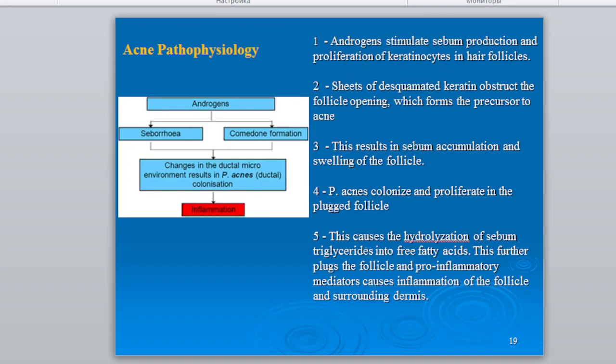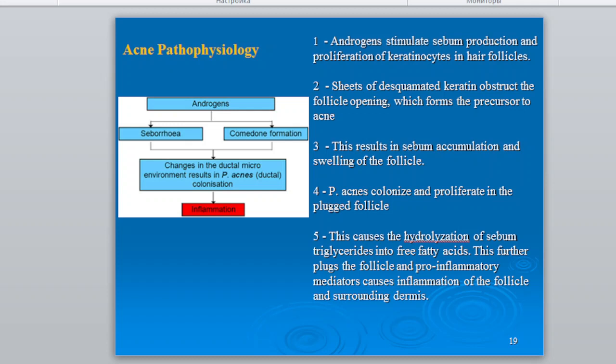1. Androgens stimulate sebum production and proliferation of keratinocytes in hair follicles. 2. Sheets of desquamated keratin obstruct the follicle opening, which forms the precursor to acne. 3. This results in sebum accumulation and swelling of the follicle.